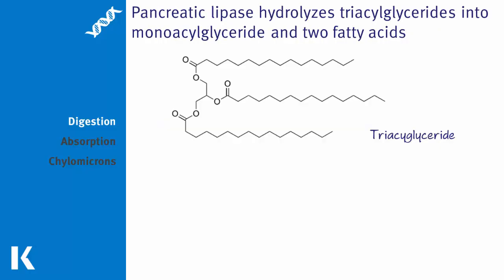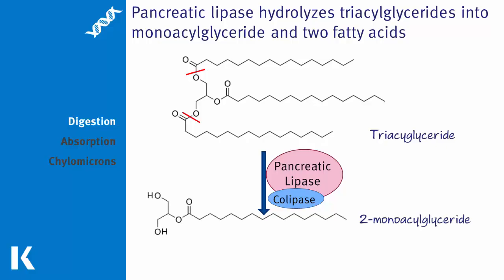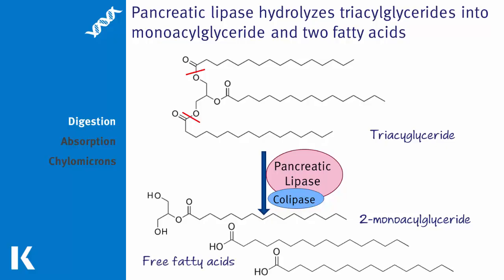Most ingested fat is in the form of triacylglycerides. These are big, bulky molecules that do not pass through the membrane easily because they tend to form large clusters. Pancreatic lipase and colipase are responsible for breaking down triacylglycerides so that they become smaller, more manageable molecules that can be absorbed. By cleaving the outer two fatty acids from this molecule, 2-monoacylglyceride is released, as well as 2 free fatty acids.